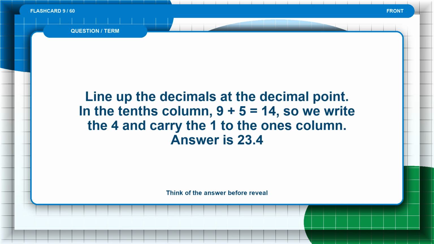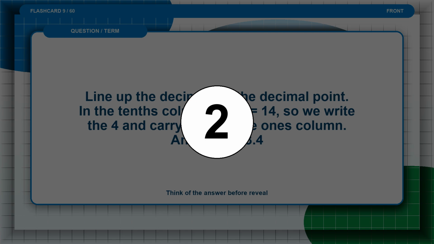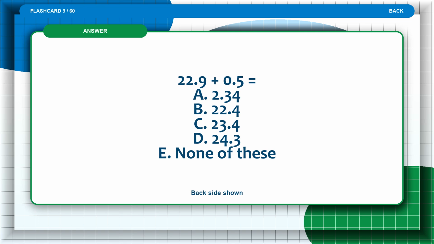Flashcard 9. Line up the decimals at the decimal point. In the tenths column, 9 plus 5 equals 14, so we write the 4 and carry the 1 to the ones column. Answer is 23.4. Think of the answer before the reveal. The answer is 22.9 plus 0.5 equals: A, 2.34; B, 22.4; C, 23.4; D, 24.3; E, none of these.